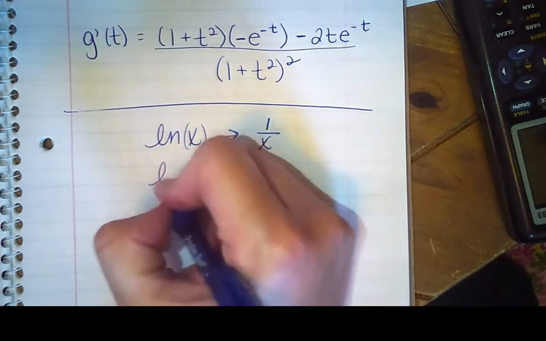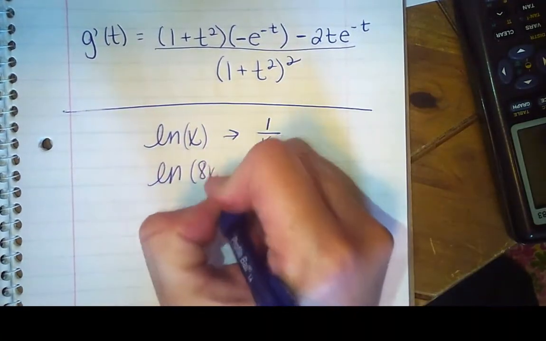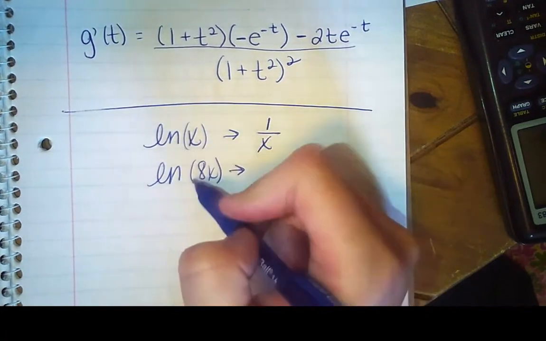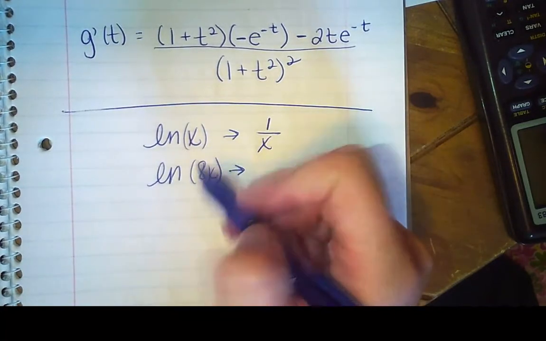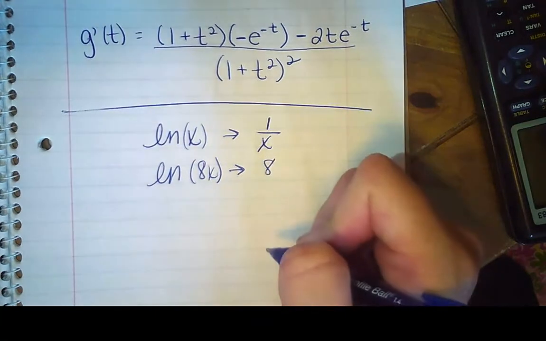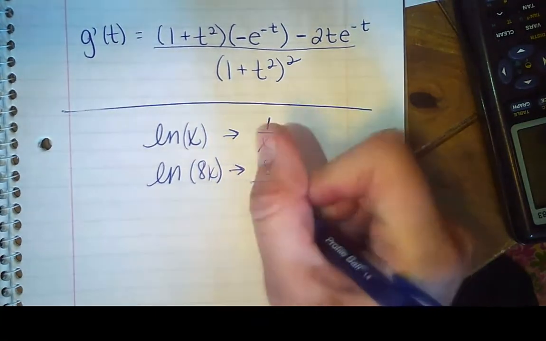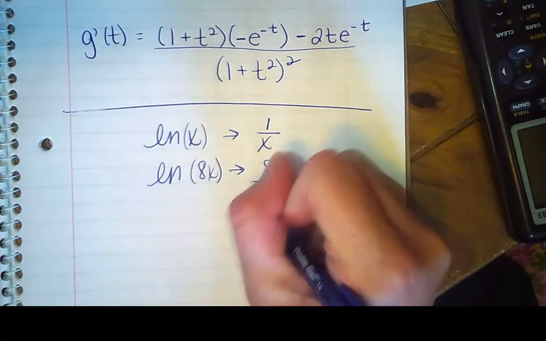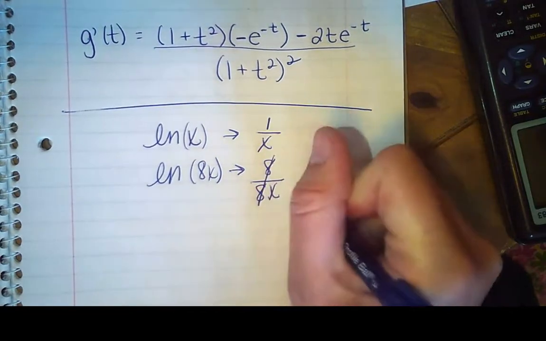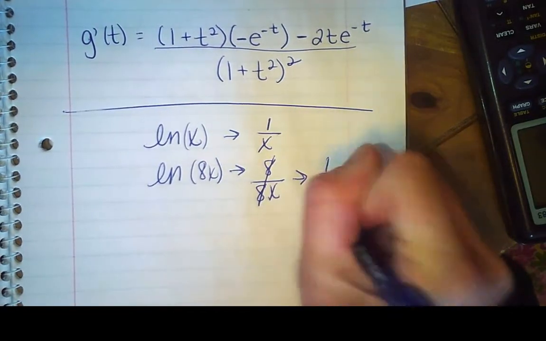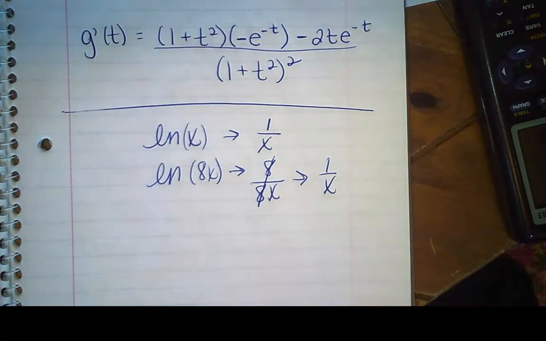Okay, so let's try another one. I've got the natural log of 8x. So the derivative of the argument, what's the derivative of 8x? It's 8, over the argument itself. What's the argument? It's 8x. Which means your constants reduce, and you're left with 1 over x. Well, why did that happen?